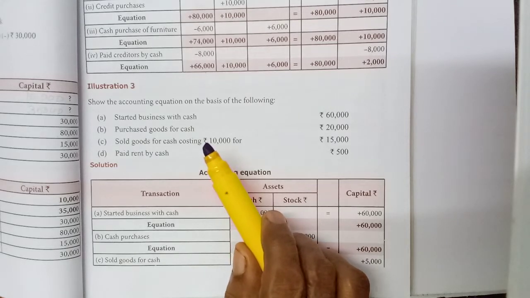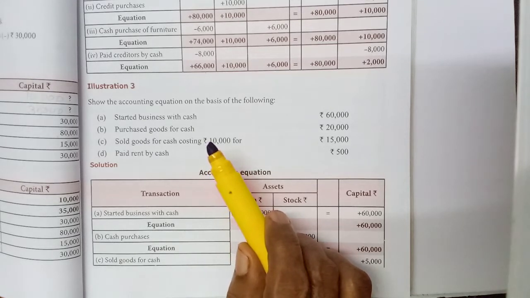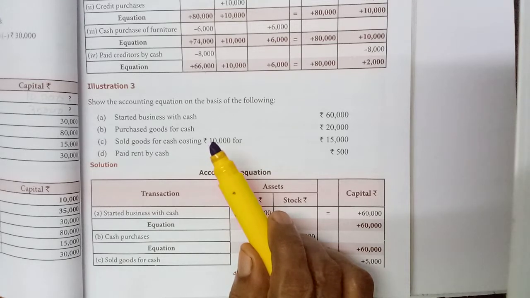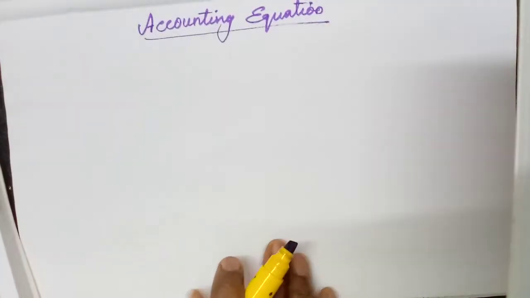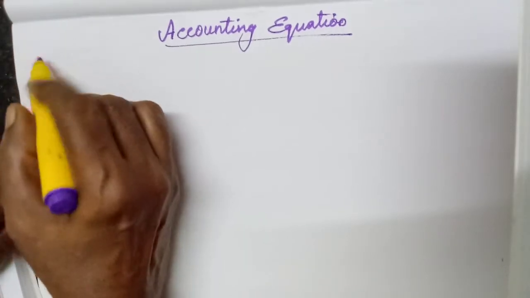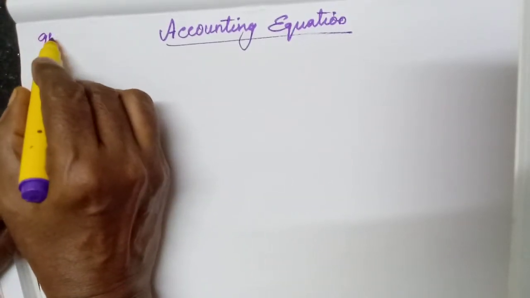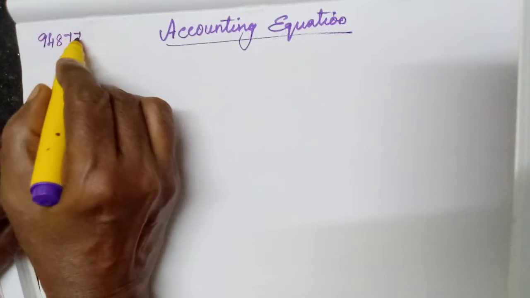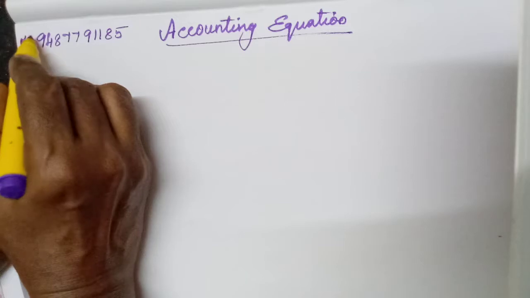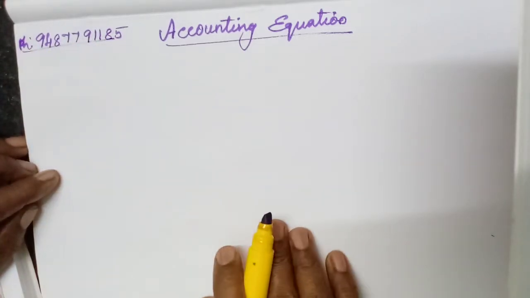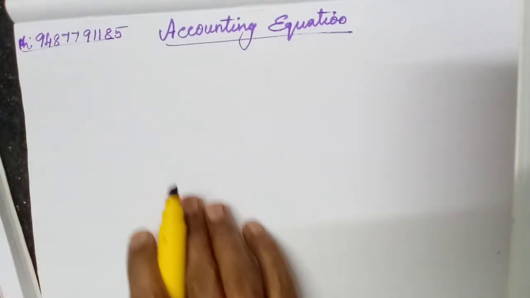That day I told you that if there is any doubt you can call me, but I forgot to give my number. You may not have it, isn't it? So you can note it down. Okay, 94877791185. Shall I write it here somewhere? Okay, you can call me on this number, students.